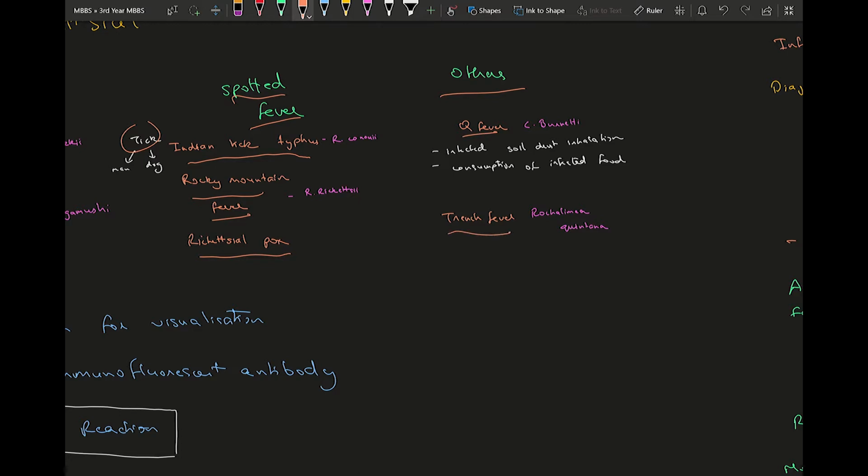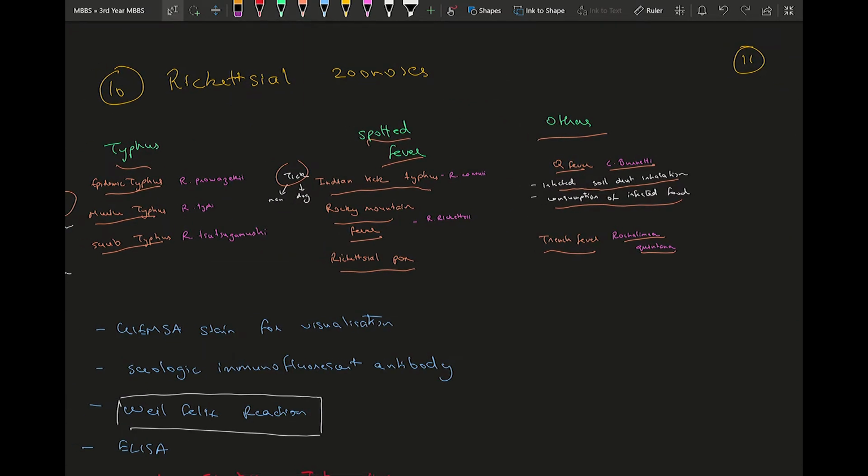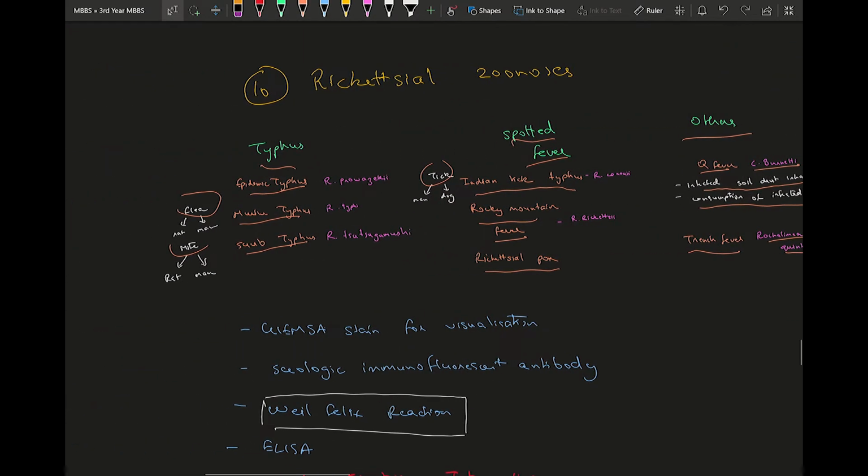Q fever is due to Coxiella burnetii and trench fever is due to Rochalimaea quintana. There are just two important points about Q fever. It is due to inhalation of infected soil dust and consumption of infected food. Those two are the modes of transmission for Q fever. Otherwise, it's either going to be a tick, flea, or mite present in a rodent or dogs.